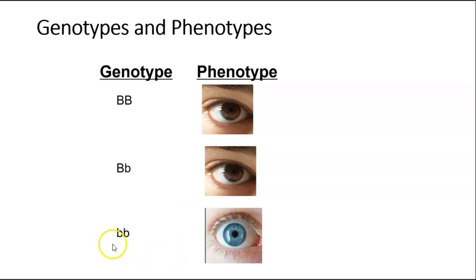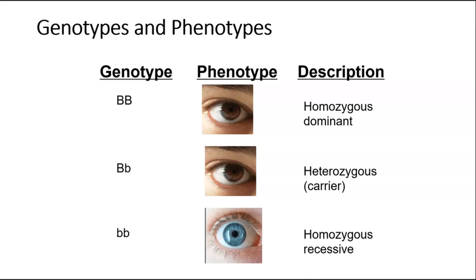If the person is homozygous recessive, meaning they have both the little b, so little b, little b, that person will express blue eyes. So as we can see, we describe this as a person being homozygous dominant for brown eyes. The person that is heterozygous is what's known as a carrier. So they carry that recessive allele, but they still express the dominant allele, which is brown eyes. And we can see that the person who is homozygous recessive will express blue eyes.